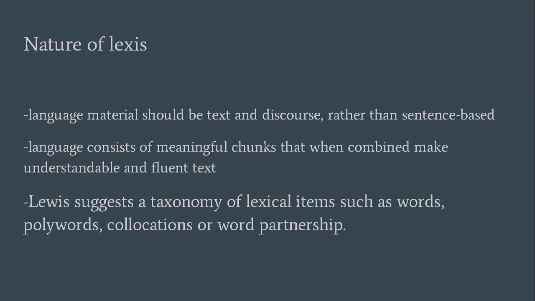The nature of the lexical approach focuses on language material that should be text and discourse rather than sentence-based. Language consists of meaningful chunks that, when combined, make understandable and fluent text. Also, Lewis suggests a taxonomy of lexical items such as words, polywords, collocations, and word partnerships.